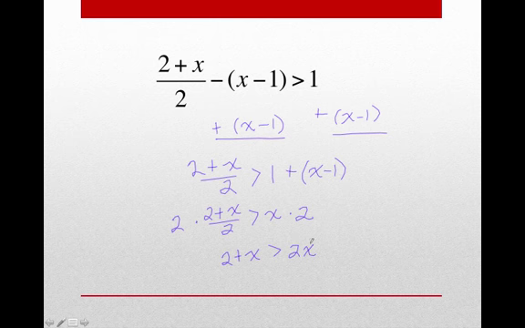2 times x is 2x. Got 2 things on this side, 1 on this. I can start simplifying or isolating. So I subtract x from both sides, which gives me 2 is greater than x, or x is less than 2, which I am going to put on my number line as x is less than, so open circle, and going off to the left, x is less than 2.